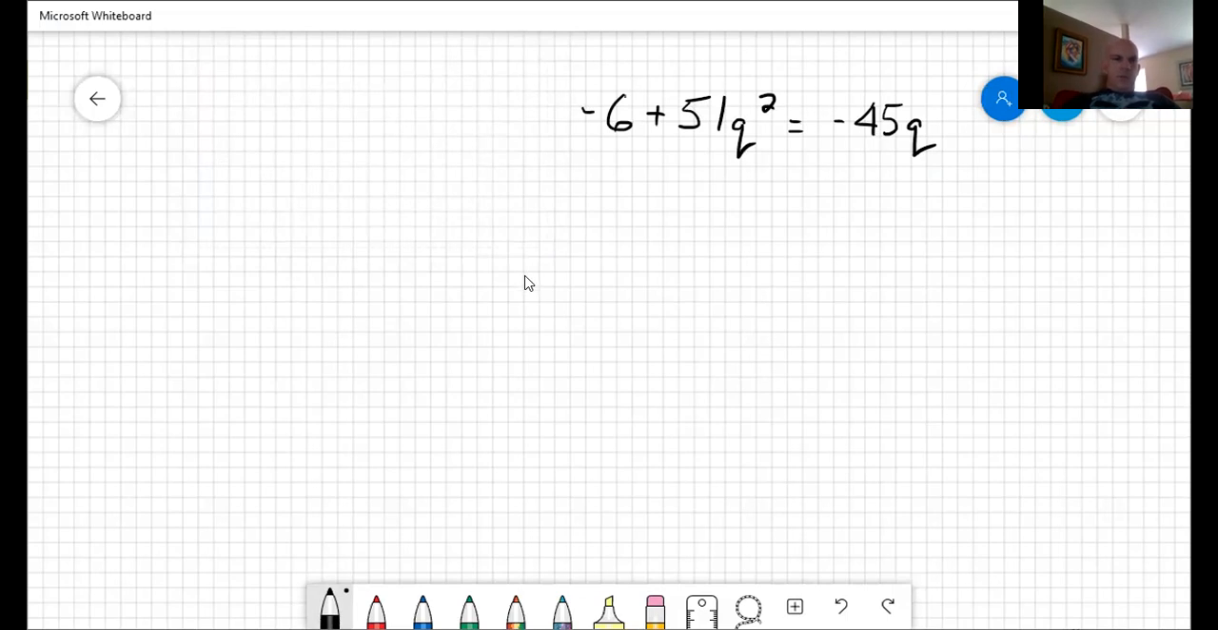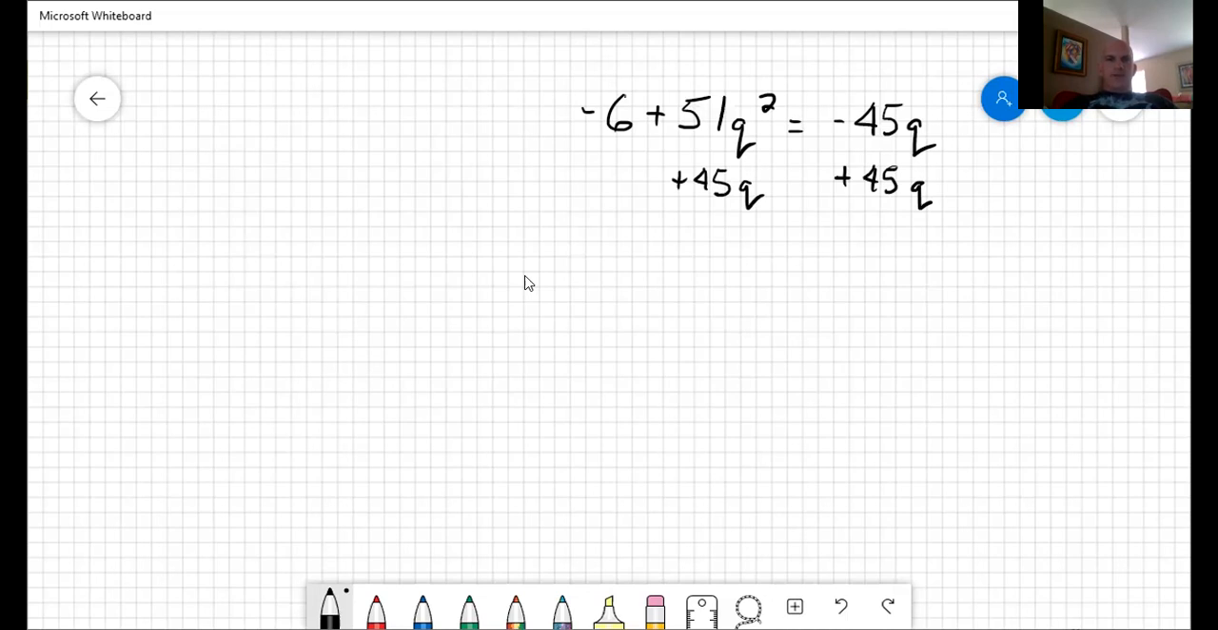Trash that. Okay, so first thing I want to do is get this into standard form of a quadratic equation. I need it to equal 0, and I need q squared first. So I'm going to add 45q to both sides to get it to equal 0 over there. And then I'm going to just rearrange all this into standard form.